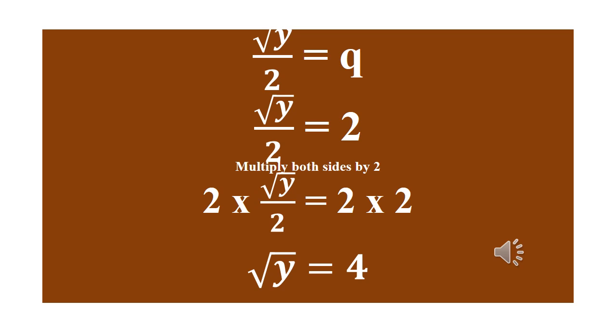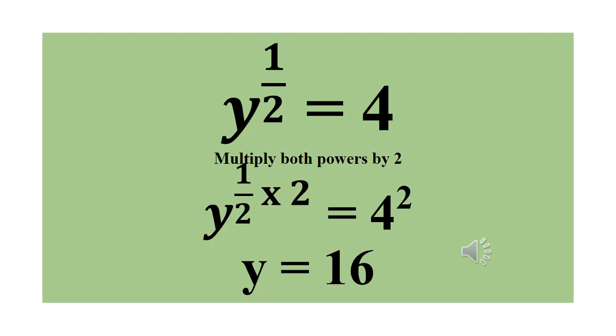Now going for the second equation, square root of y over 2 equals q. Our q is 2, so we plug it in. So we have square root of y over 2 equals 2. So multiply both sides by 2 or cross multiply. We have square root of y equals 4. So we can change square root of y also to y raised to power 1 over 2 equals 4. So we multiply both powers by 2. We have y equals 4 raised to power 2. 4 raised to power 2 will be 16. So y equals 16.